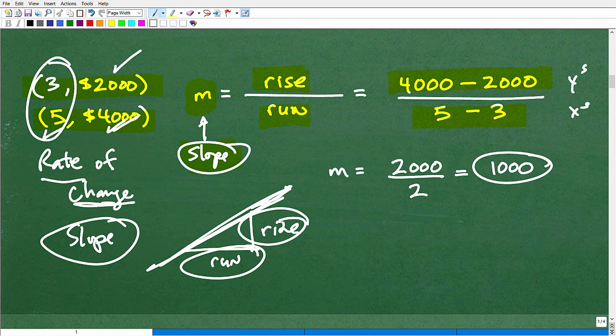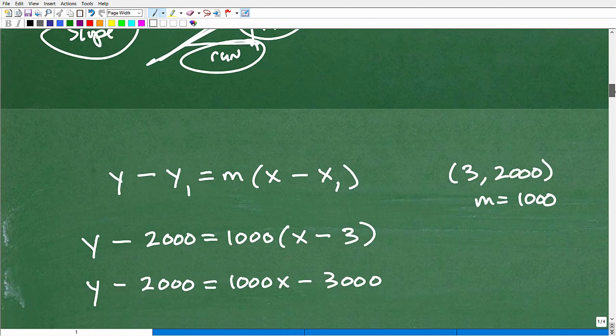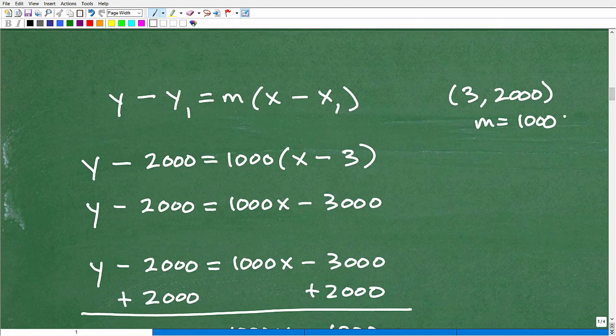All right, so now I still want to find the equation of the line. To find the equation of the line, I need the slope of the line. I have that now, 1,000. And I need at least one point that's on the line. So this point here, if you recall, month 3, we made 2,000. I could use month 5's information, but I just need 1 point. So I'll use month 3's point. So we know that 2,000 is on that line, and that line has a slope of 1,000.